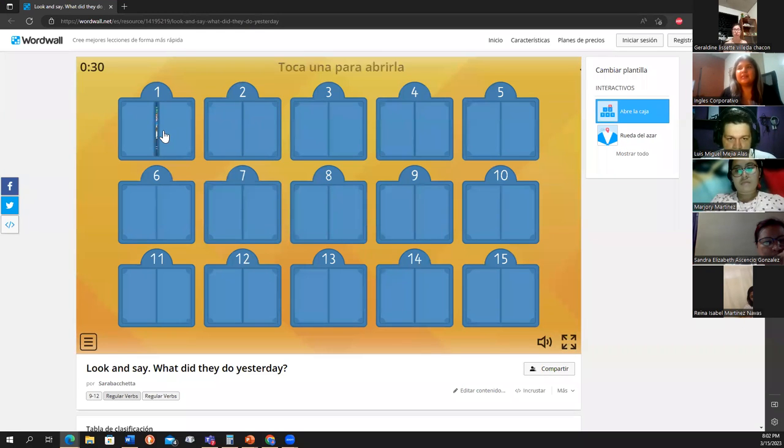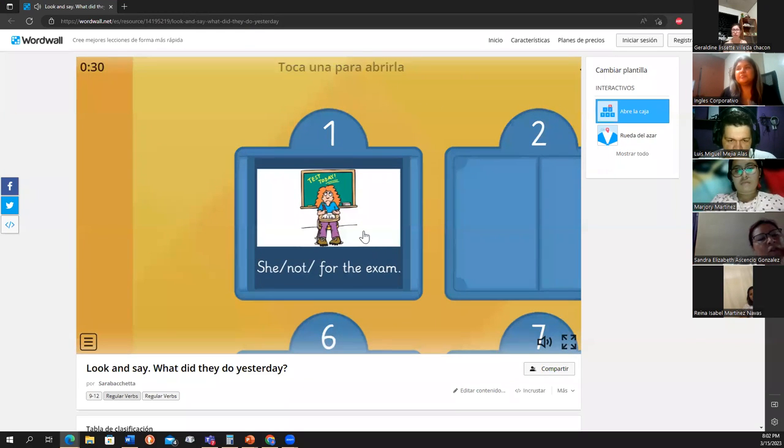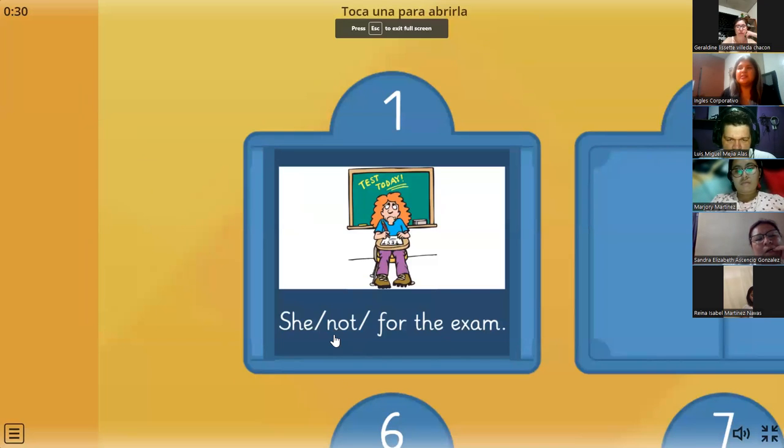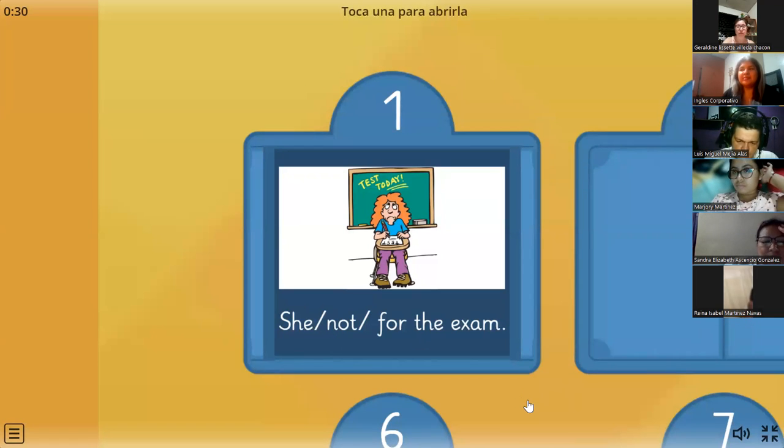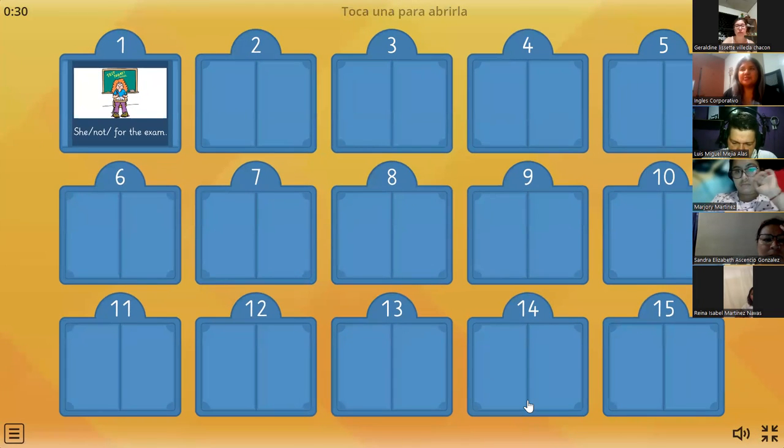For example, if I click number one, I can say she didn't study for the exam. There you see the information, but you are going to add the verb, okay? El verbo que ustedes creen que va con la imagen, okay? She didn't study for the exam. She didn't study. Okay, vamos a continuar. Volunteers to choose one number.